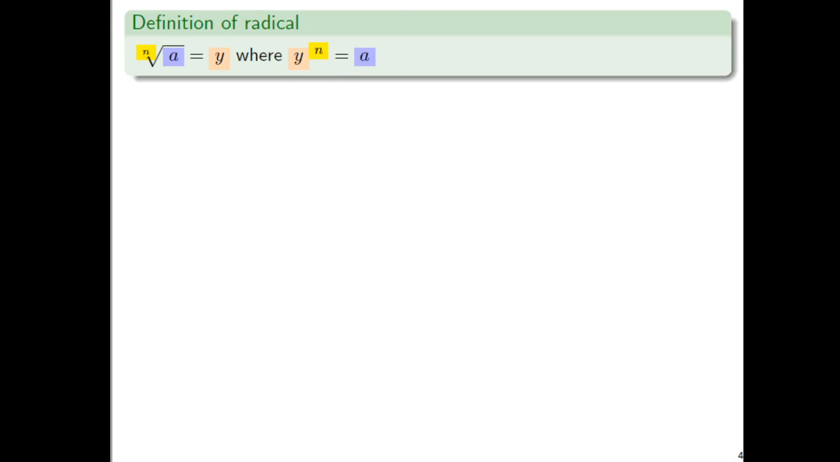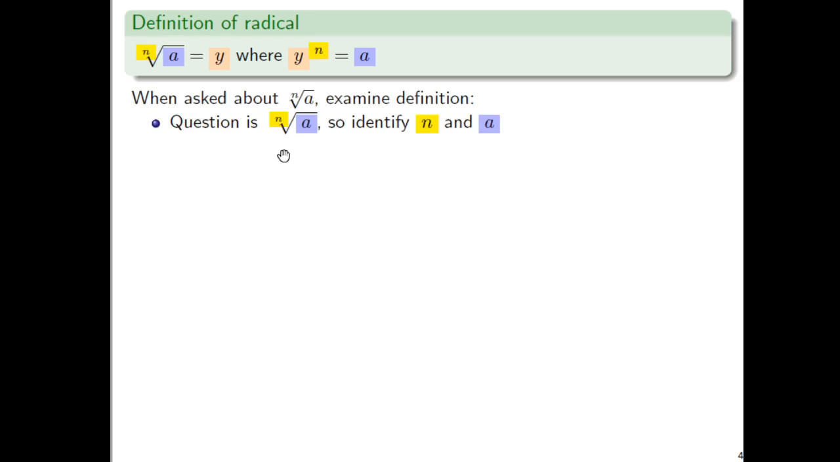Here's the definition of a radical. So the nth root of a is equal to y, where y to the nth is equal to a. When you are asked about the nth root of a, please examine the definition all the time, every time.